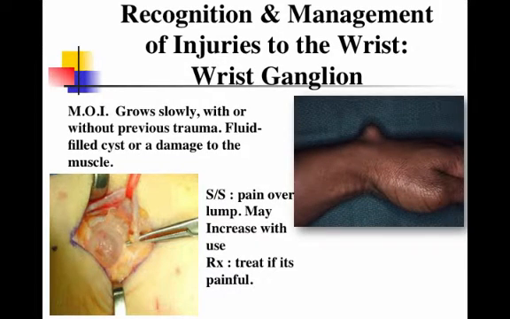Slide 11. Wrist ganglions are either fluid-filled cysts or injury to the muscle that causes the fibers to protrude through, creating a bump. They often grow at a slow rate, sometimes following an injury to the wrist. They may or may not be painful.